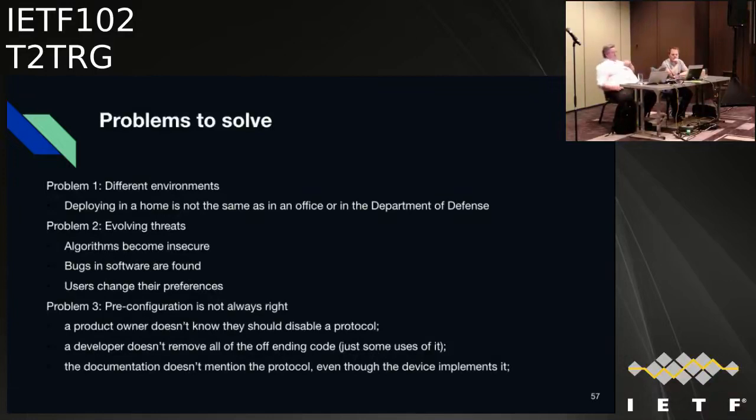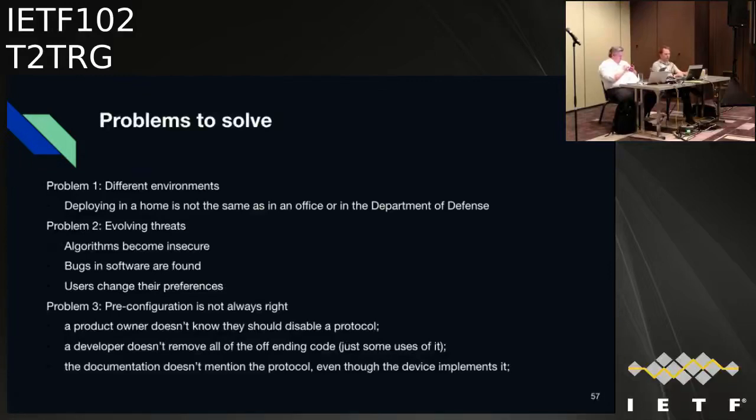The second one is that you have evolving threats. Some algorithms become insecure, and then what happens if you have a network where some of those devices have an algorithm that is not completely secure? How can you make sure that that device was not compromised and is not going to start stealing keys? Or that some devices have bugs that are used by an attacker to compromise the device. Or maybe also, if you have a home environment, the users change their preferences, maybe privacy-wise. So that's the second problem.